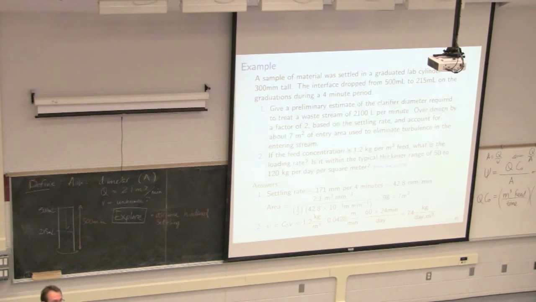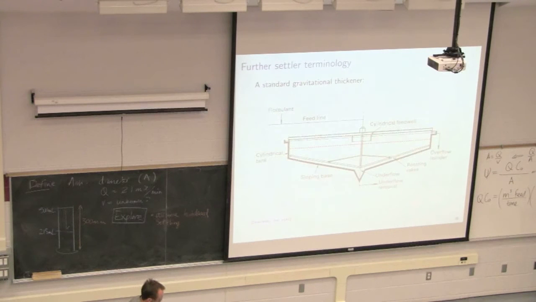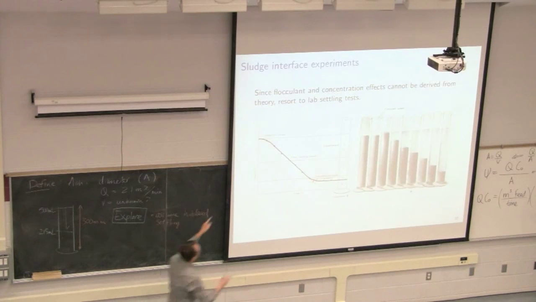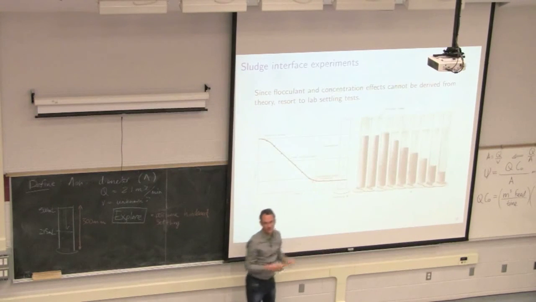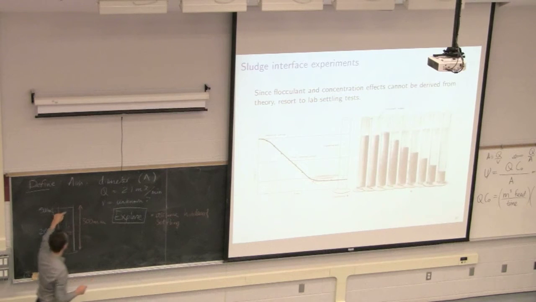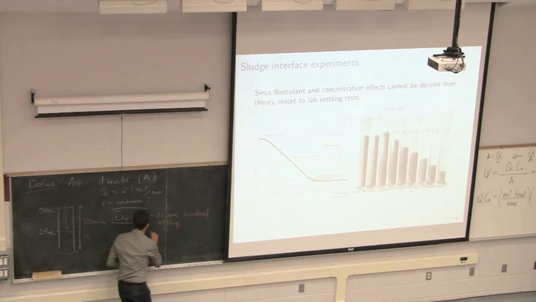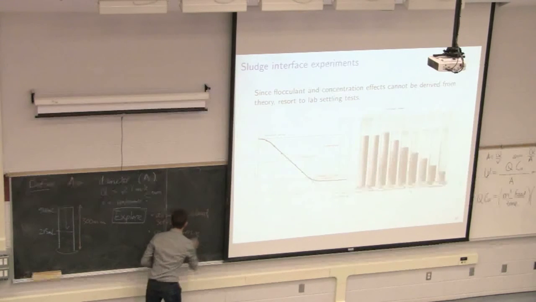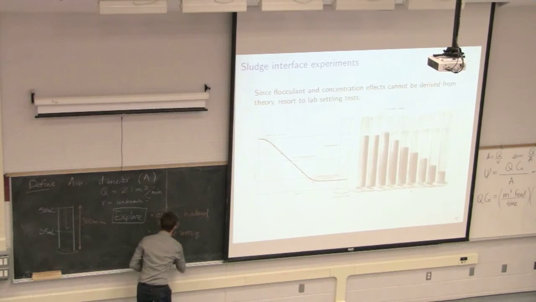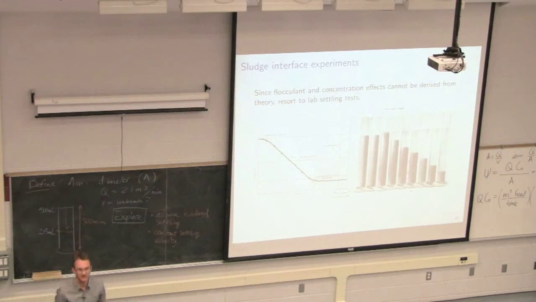One important assumption is that velocity, as it settles from 500 to 215, is constant. Right, so remember that lab-based example I showed earlier, that declining velocity over there is constant over time. So we're in this period. In other words, we're not moving out into that period over there. So over that 4-minute period, this interface is settling at a constant rate. That would be another important assumption to make.